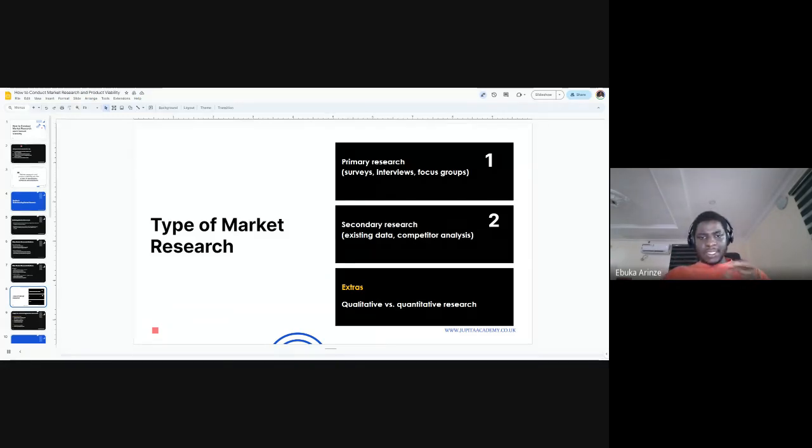Then we should also look at another side. This is like an extra point. We'll talk about the difference between qualitative and quantitative research. Qualitative research helps you understand the why behind customer behavior. It is basically an exploration and often helps you ask open-ended questions. Like I said, in interviews you're able to ask open-ended questions, and in focus groups you're able to ask these questions. The quantitative research deals with numbers and answers the question how many. So depending on the goal you're trying to achieve or the information you're trying to obtain, you choose what type of market research really suits you.